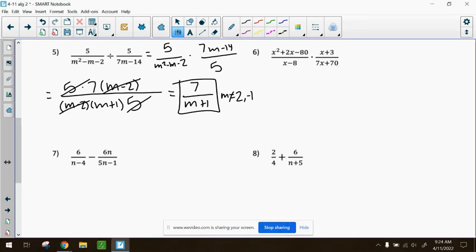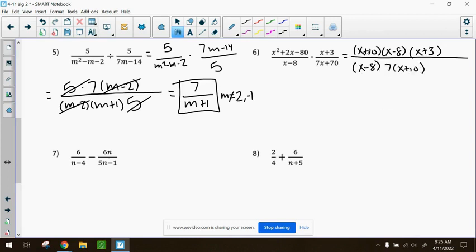In number 6, we're going back to multiplication, so we're going to make it one big fraction, factor all that we can factor, and then cancel. For this first numerator, we're looking for two numbers that multiply to be negative 80 and add to be positive 2, which should be x plus 10 and x minus 8. That x minus 8 from the denominator will stay. X plus 3 stays in the numerator, excuse me. And then in the denominator, 7 factors out. Left over is x plus 10.